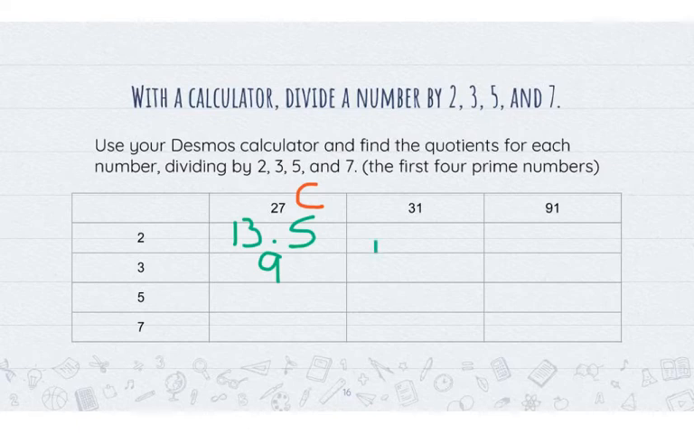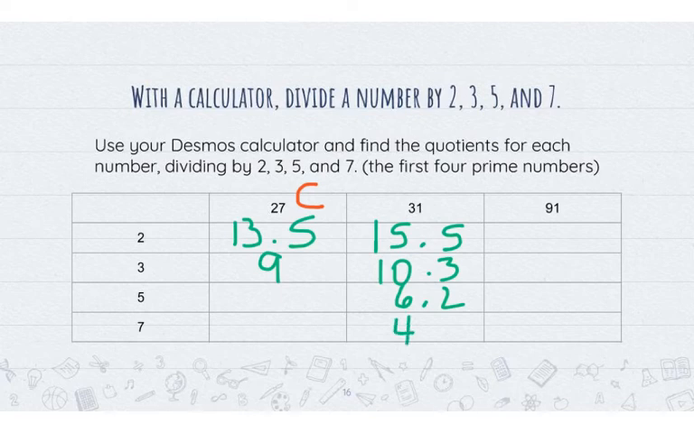Now I go to 31. 31 divided by 2, 15.5. 31 divided by 3, looks like that would be 10.3. 31 divided by 5, looks like that would be 6.2. And 31 divided by 7, looks like that would be 4.4. All right, decimal, decimal, decimal, decimal. All of them have decimals, so that makes 31 a prime number.